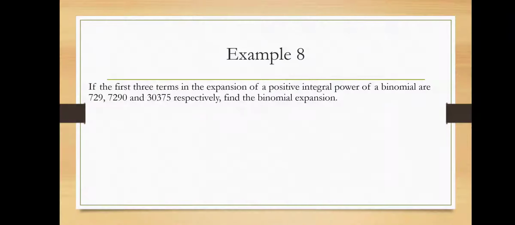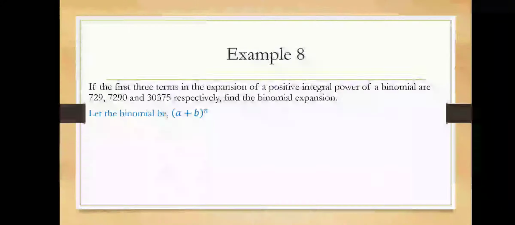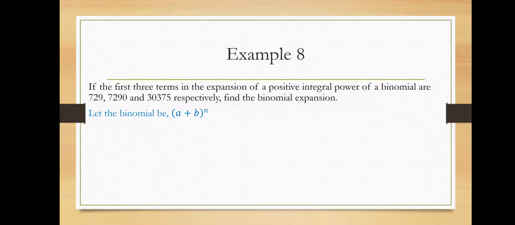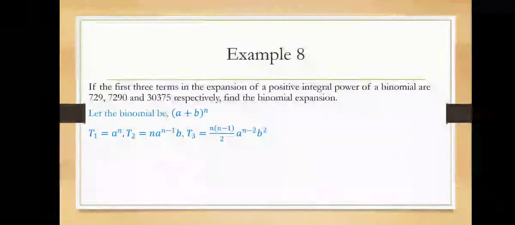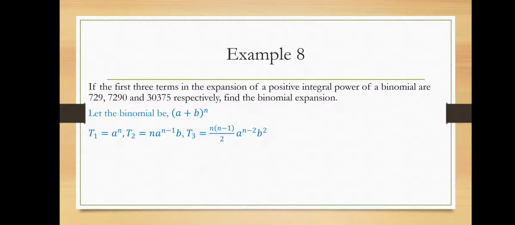So once this is understood, let me consider the binomial to be (a plus b) whole to the power n. What are the things that we need to find out? We need to find the value of a, the value of b, and the value of n, right? That will give me the binomial. So now let me first find out what the 3 terms are. The first term is a to the power n, obviously. The second term will be n into a to the power n minus 1, b. Then the third term will be nC2, that is n into n minus 1 by 2, a to the power n minus 2, b squared, right?